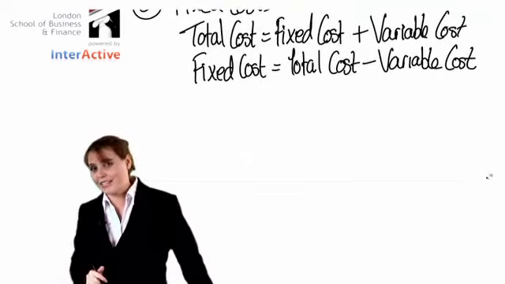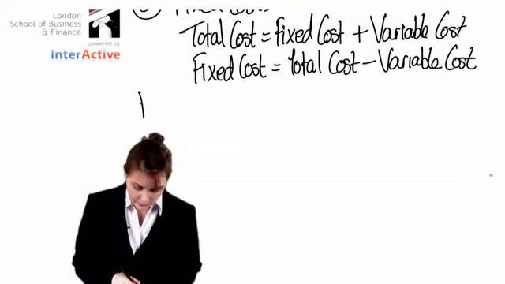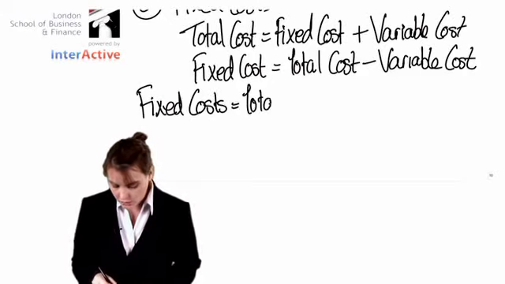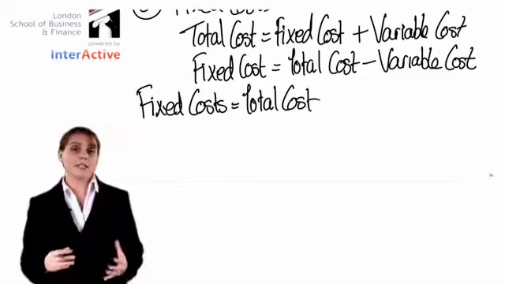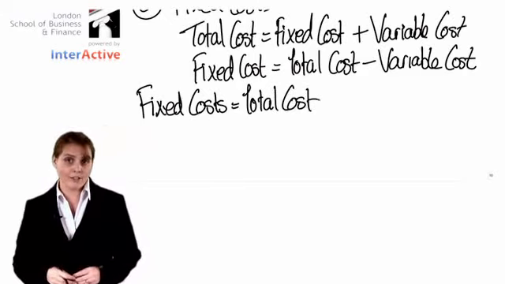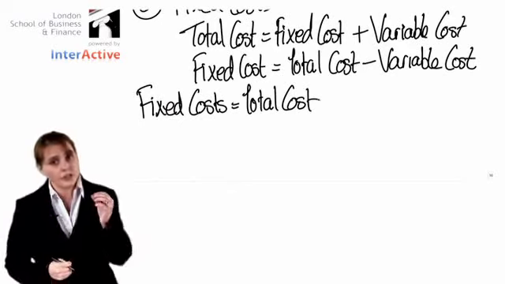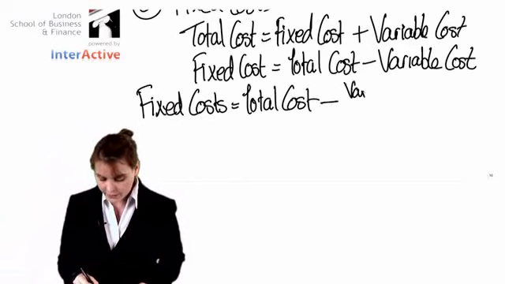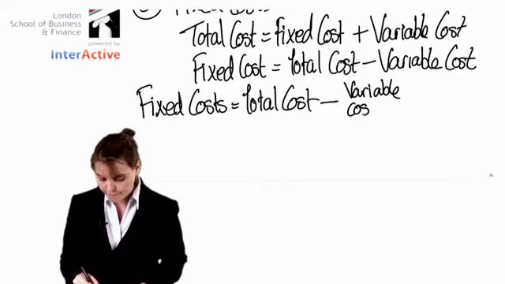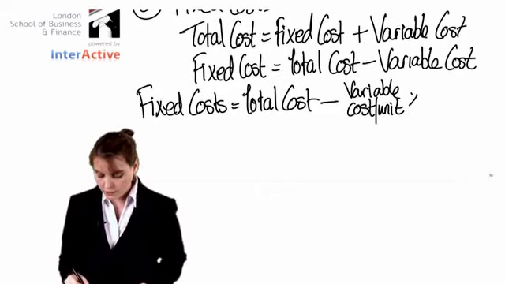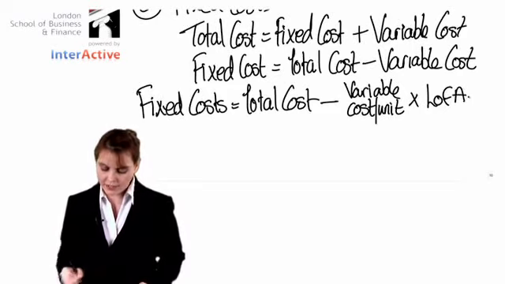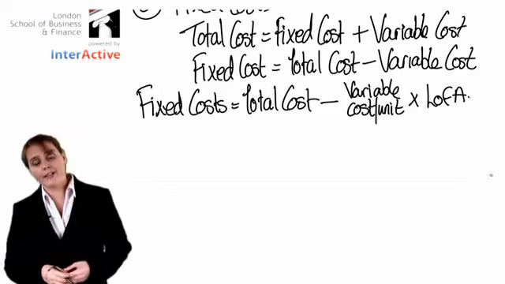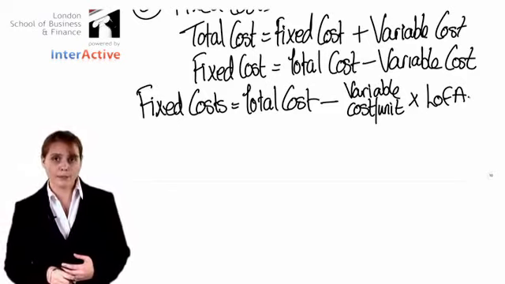And just expanding that out a little further so we all know what we're doing, fixed costs will be equal to total cost minus our variable costs at that level of activity. And just remember, our total variable cost at any level of activity will be the variable cost per unit multiplied by our level of activity, or the number of units we've produced. So if we know this equation, then again, we just need to put in the numbers.